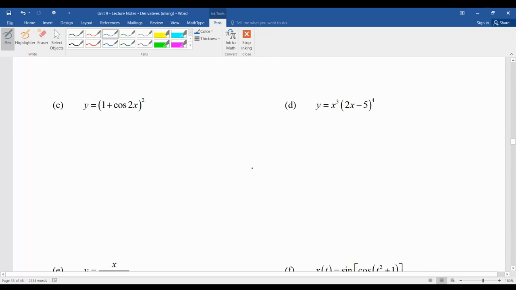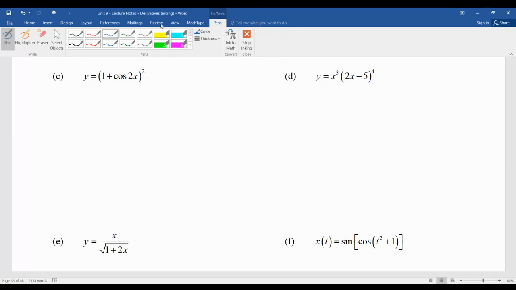Let's do another one. So what do we see in example C? Let's break it down. 2x would be the most inner, or the most inside function. And then the 1 plus cosine, and then the square. Okay, so the derivative of 2x is 2. The derivative of 1, of course, is 0.